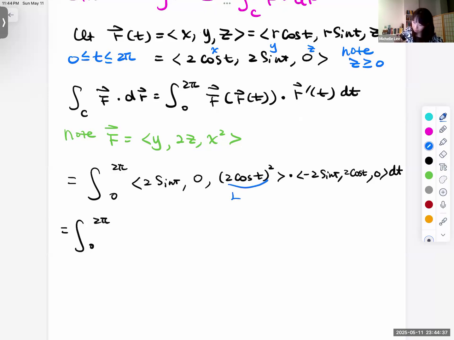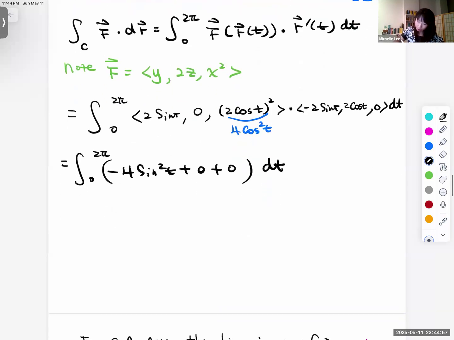All right, so we do the component with the component for cosine squared t. Let's do that. 2 sine t times negative 2 sine t is negative 4 sine squared t, plus 0 and 0. Right, so dt. So we have from 0 to 2 pi, negative 4 sine squared t. So we have to integrate.